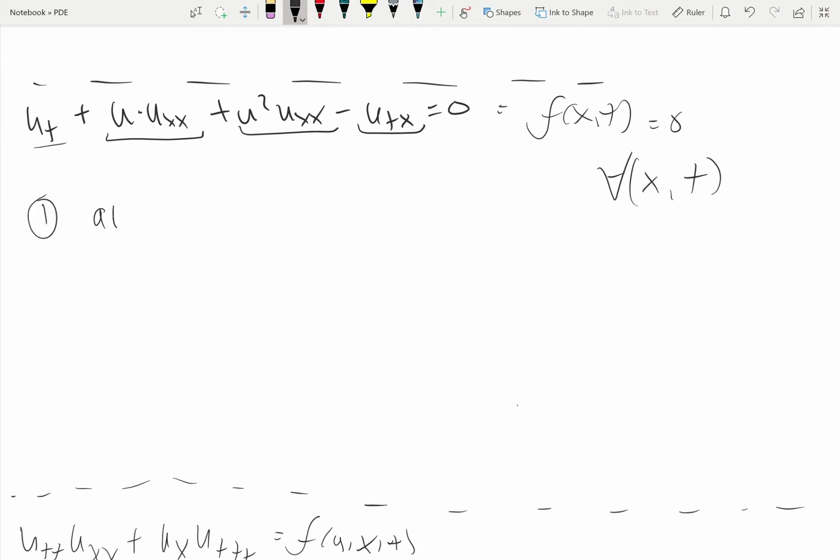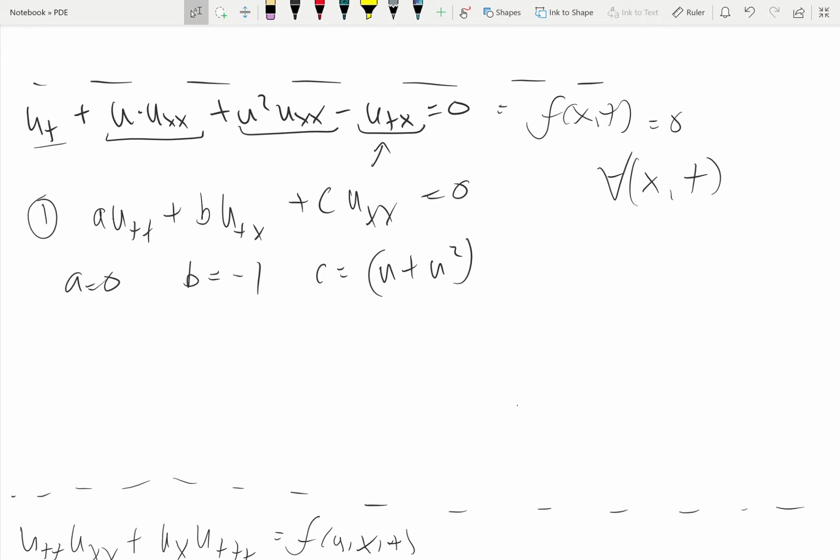Here we find out that by equation 1, a of u_tt plus b of u_xt plus c u_xx equals 0. We see here that a is equal to 0 because there is no second derivative with respect to t. B is equal to -1 right here. And c has two components, so we'll say c is going to be equal to u plus u squared, because we can factor out a u_xx right here. That's the same thing, minus and plus on the left hand side. u_tt minus u_tx equals 0. So we cross these out as nonexistent.